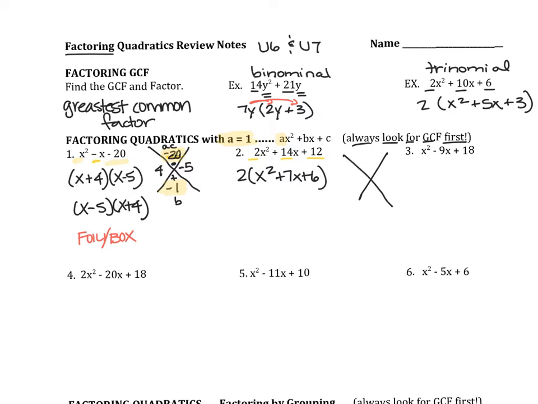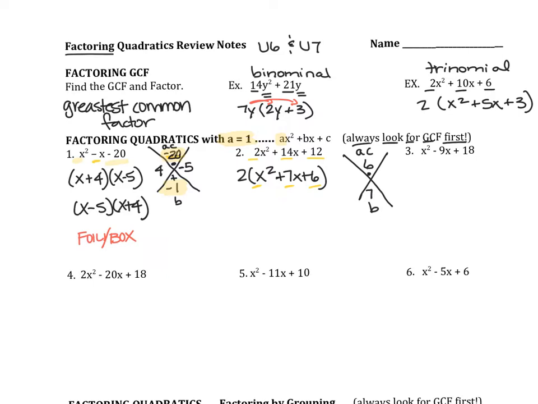I create my diamond. At the top of my diamond is my a times c. In this case, it's my factored form. So there's a 1 in front of my x squared, and my c is 6. So that would be 6. That's what my two side numbers are going to multiply to. And then the bottom is my b. So I look at my b term, my coefficient of my x, which is 7. And I'm going to write that down here at the bottom.